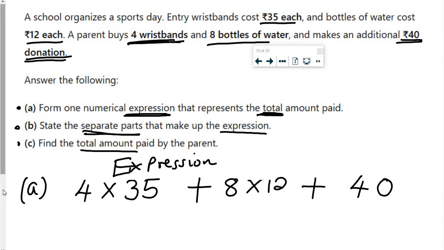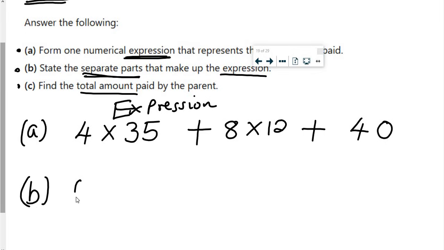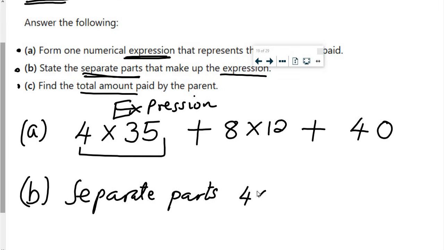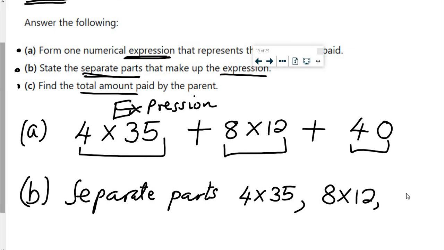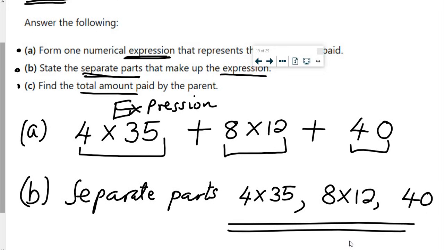State the separate parts. B. So the separate parts which make this expression: the first part is 4 into 35, the second part is 8 into 12, and the last part is a donation of 40. These are 3 separate parts.